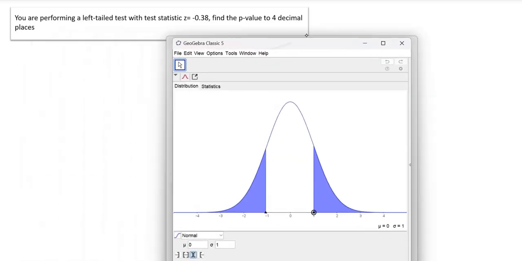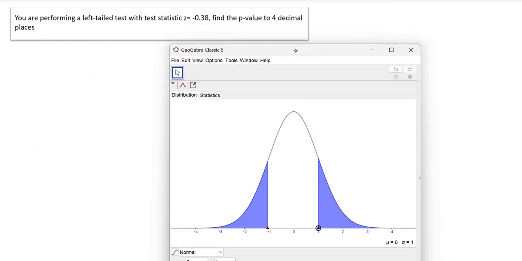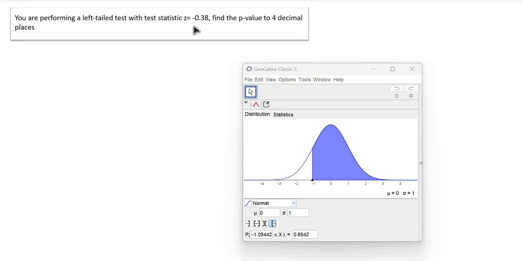Okay, GeoGebra is here. Make sure that it is the normal distribution, the standard normal distribution, that is why mu is equal to 0, sigma is equal to 1. We want to put that value, negative 0.38, and find the left tail. So we input negative 0.38 here, and since it is the left tail, we hit the first button there.